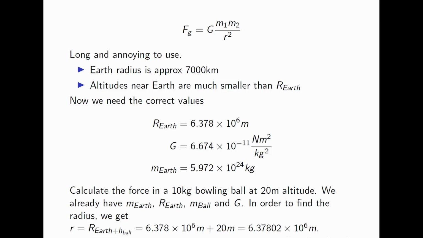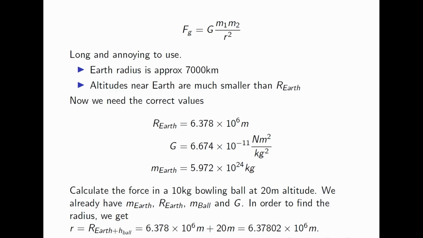Well, in any case, radius of Earth plus the height of the ball. So it's 6.378 times 10 to the 6 meters plus 20 meters, which gives us 6.37802 times 10 to the 6 meters. So it's a very minute little change, which is also going to show up in the calculations.